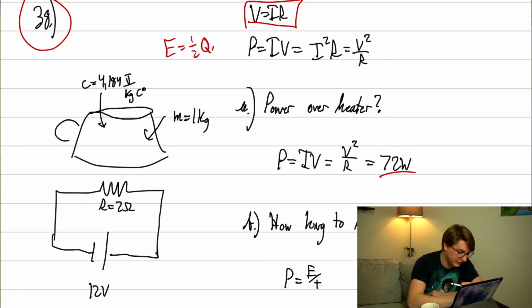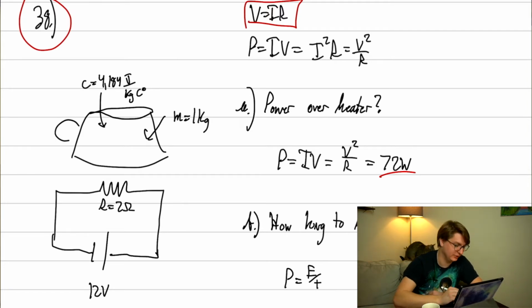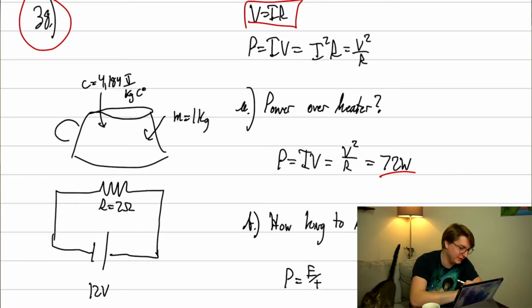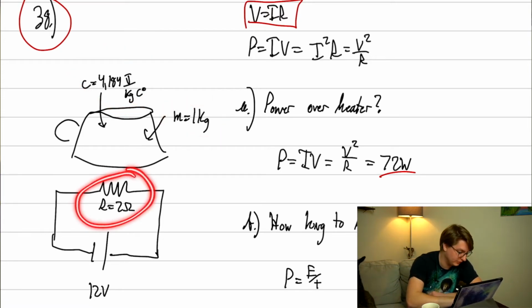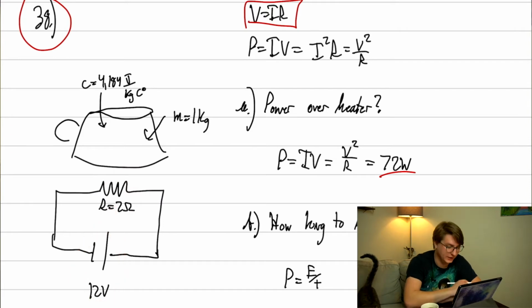It looks something like this, 1/2 QV. So I want to ask, what's the power of the heater in this situation? We have the heat capacity of water. We have 1 kilogram of water. We have a 2 ohm resistor. We have a 12 volt battery. What's the power of the heater?